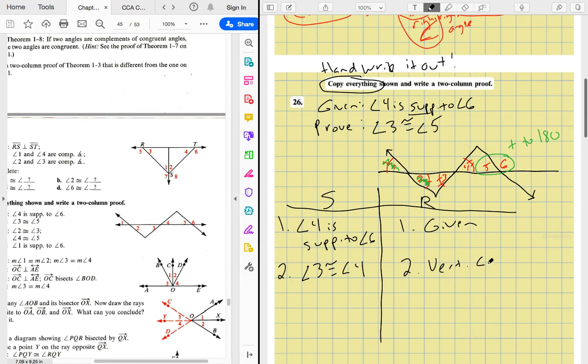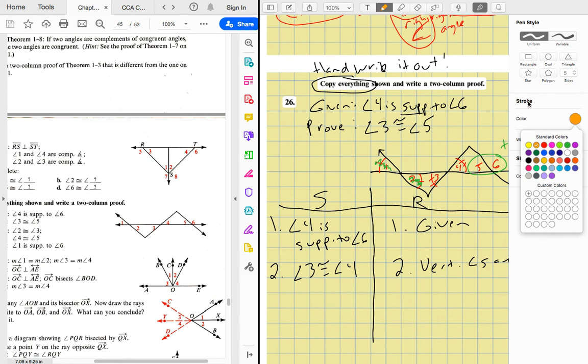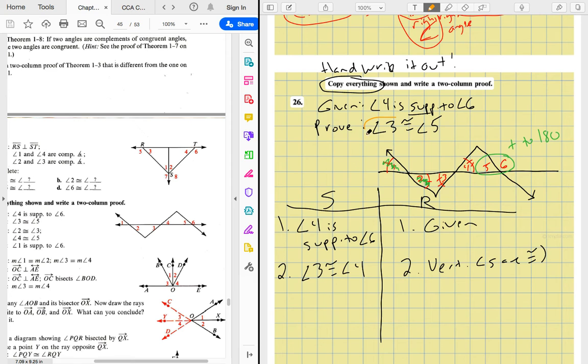So vertical angles are congruent. And that's maybe thinking backwards too. I got to say something about angle 3. I have something about angle 4 mentioned here in number 1. So remember, in step 2, oftentimes I'm thinking about what is the last step. I'm going to have to say something about angle 3. Have I said something about angle 3 yet in step 1? No, I haven't. I haven't said anything about angle 5 yet. So maybe I'll go to that next.